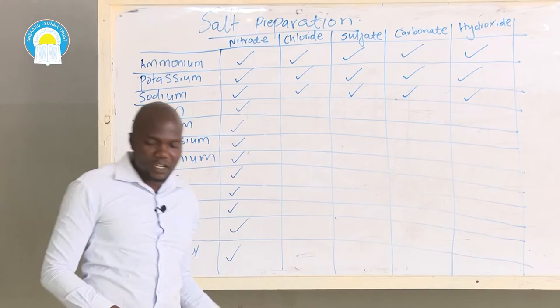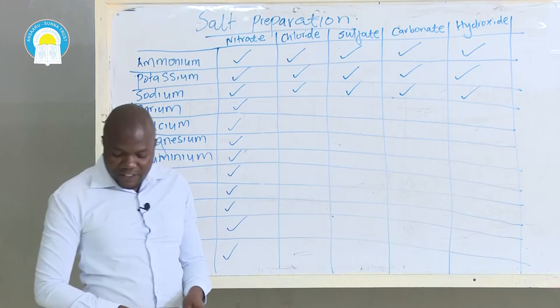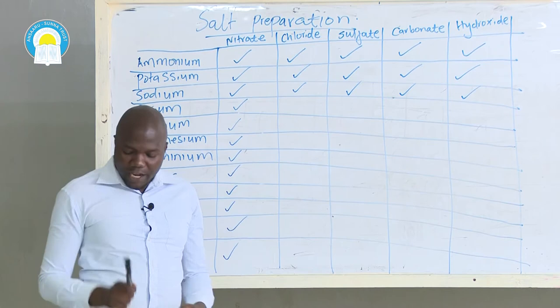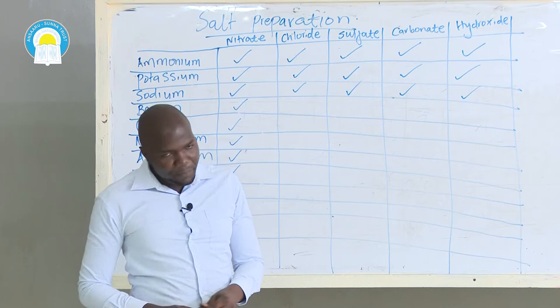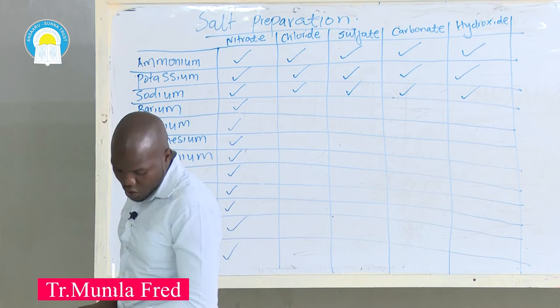Most common chlorides are soluble, except, put that "except" in mind, except lead 2 chloride and silver chloride. I repeat the point. All common chlorides are soluble, except lead 2 chloride and silver chloride.